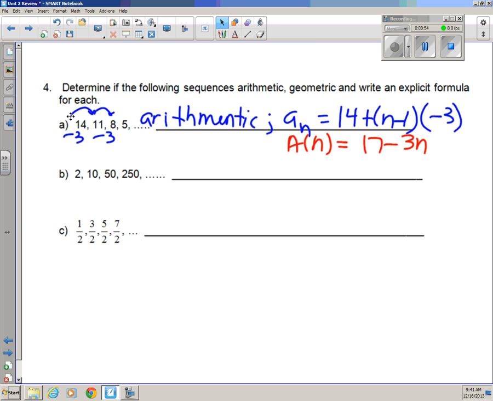On B, hopefully you see that you're multiplying by 5 each time, which means you happen to be geometric.